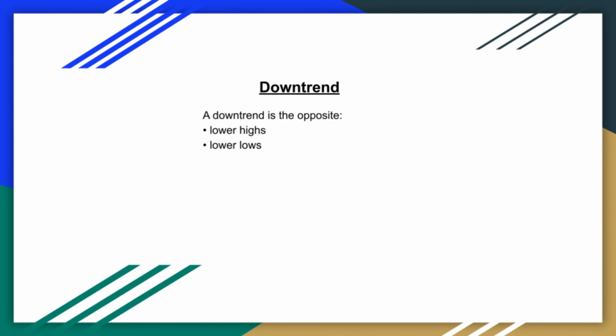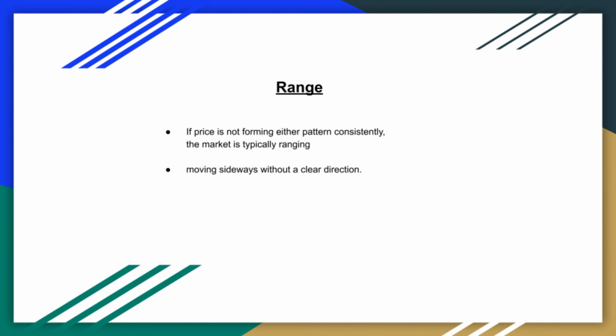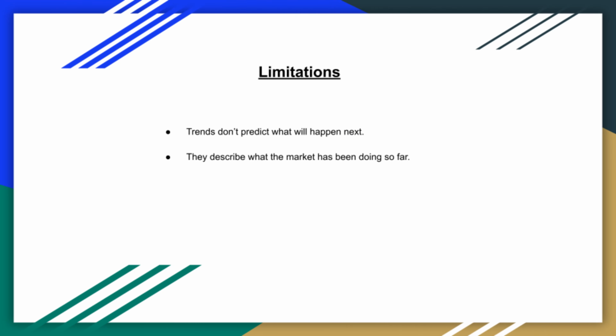A downtrend is the opposite. Lower highs, lower lows. Each rally fails earlier, and each sell-off pushes lower than before. If price is not forming either pattern consistently, the market is typically ranging, moving sideways without a clear direction. Trends don't predict what will happen next. They describe what the market has been doing so far.